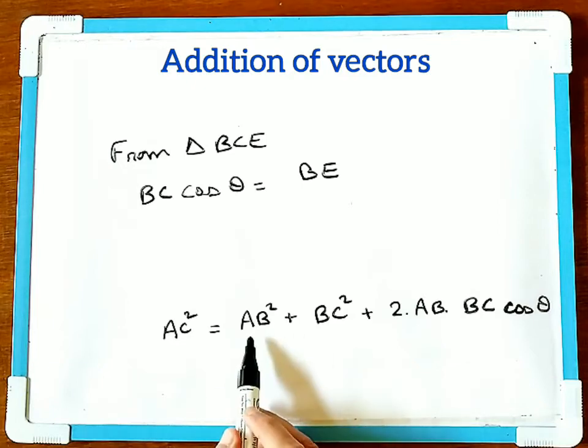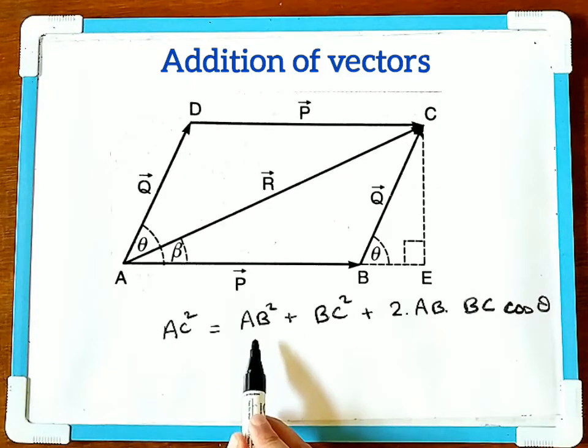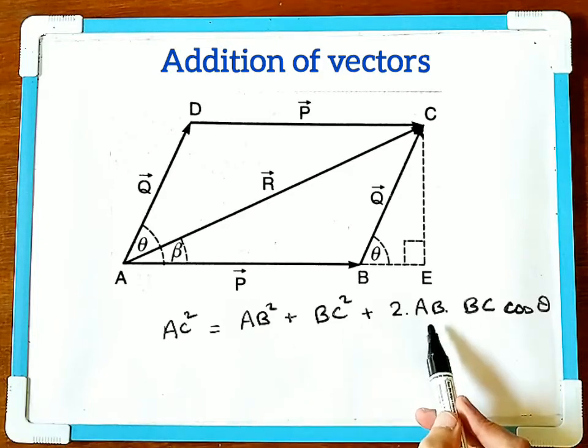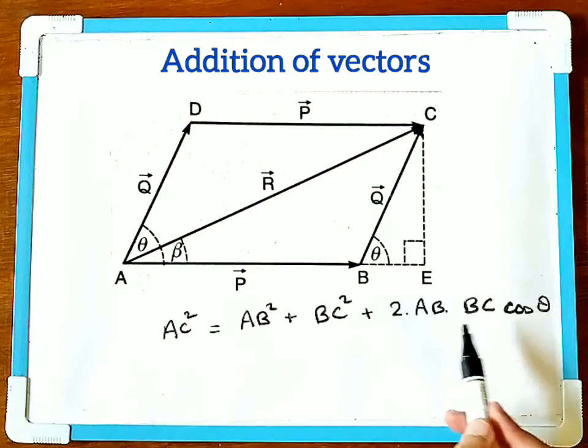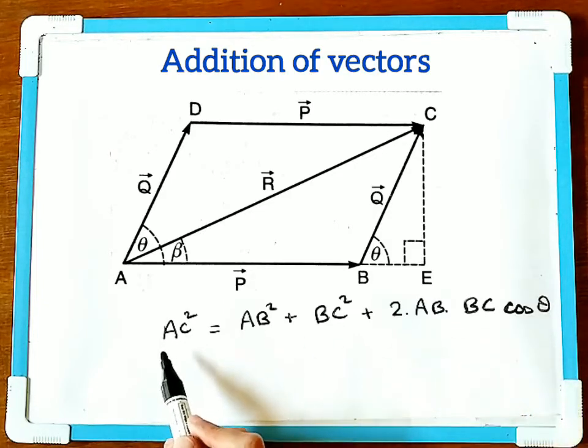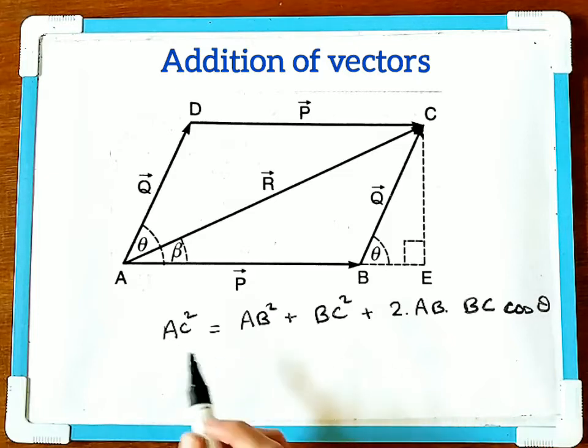Okay, so here AB represents what? The magnitude of the vector P. BC represents the magnitude of the vector Q. And AC is the diagonal. It represents the magnitude of the vector R. So I'll write all these in terms of their magnitudes.